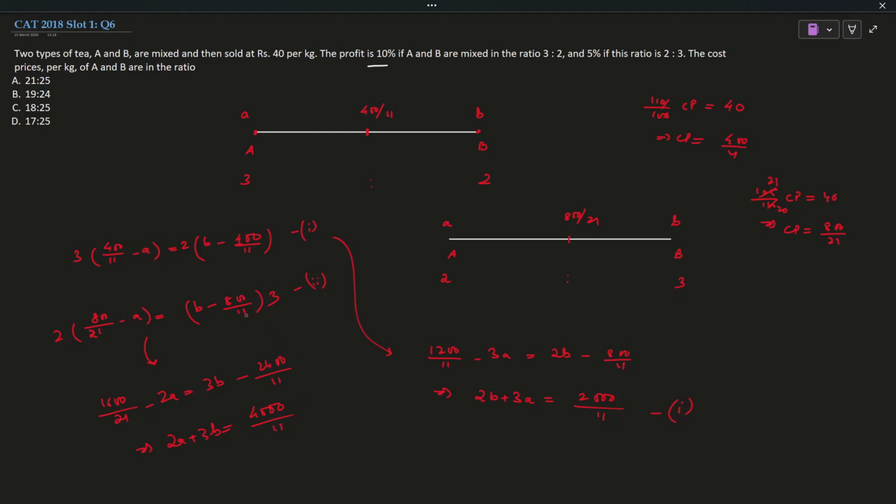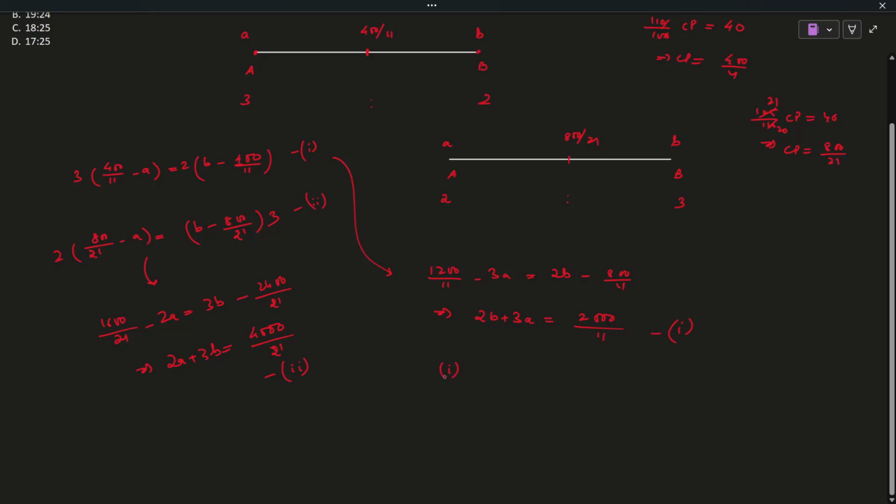800 by 21, this is 21, guys. Okay, my bad, this is 21, this is 21. This is the second equation. Simple. What will I do? I will divide the first equation by the second equation.